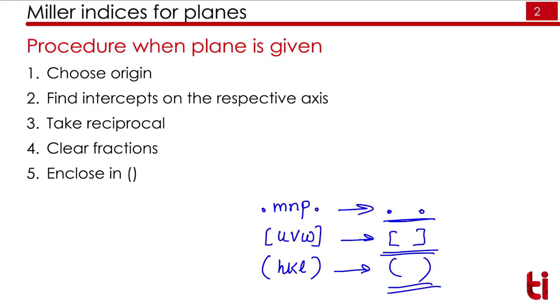And the reciprocal is to avoid the infinity in the Miller indices. If you don't take reciprocal, the infinity symbol will be there in the Miller indices. To avoid that, we take a reciprocal in the Miller indices for planes, which is not applicable for Miller indices for direction. Remember this. Directions are in direct space, planes are in a reciprocal space.